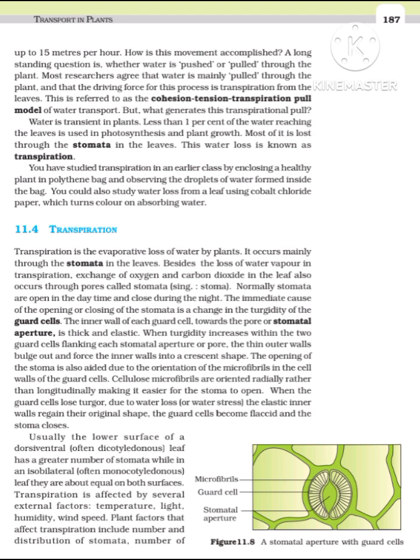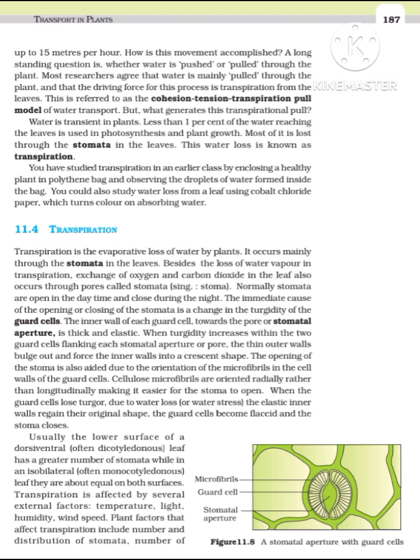You have studied transpiration in an earlier class by enclosing a healthy plant in a polythene bag and observing the droplets of water formed inside the bag. You could also study water loss from a leaf using cobalt chloride paper, which turns color on absorbing water.